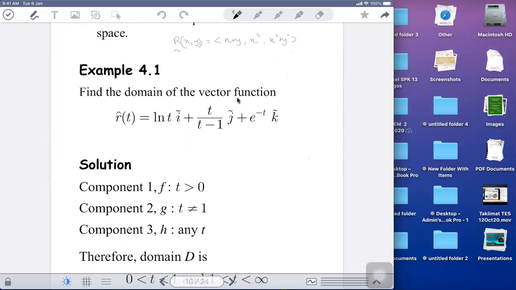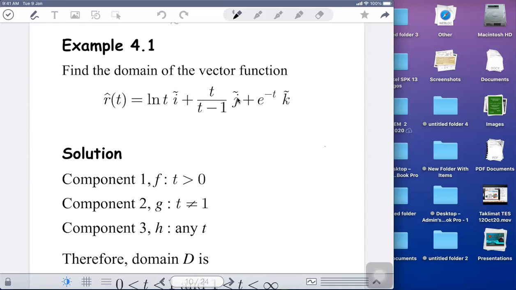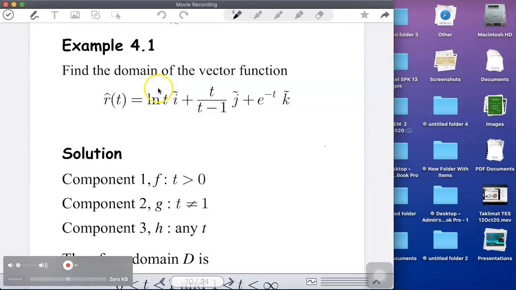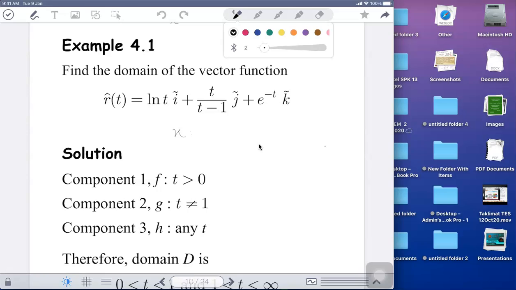Now look at this kind of vector function. Now you have the vector function in terms of parameter t. Okay, so this one is for component x, this one component y, and this is for component z. Okay, now we look at them one by one. For the x component, the equation is ln t.